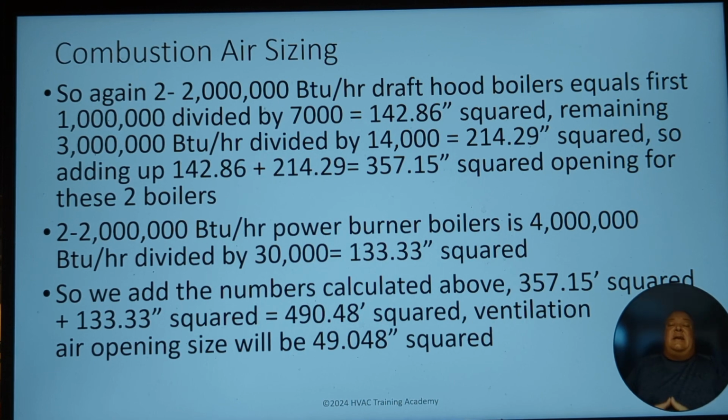So that's it for combustion air sizing. Hopefully this is an exercise that will really help you through, and hopefully be able to assist you in properly getting your practice ready for your TSSA fuel safety exam.